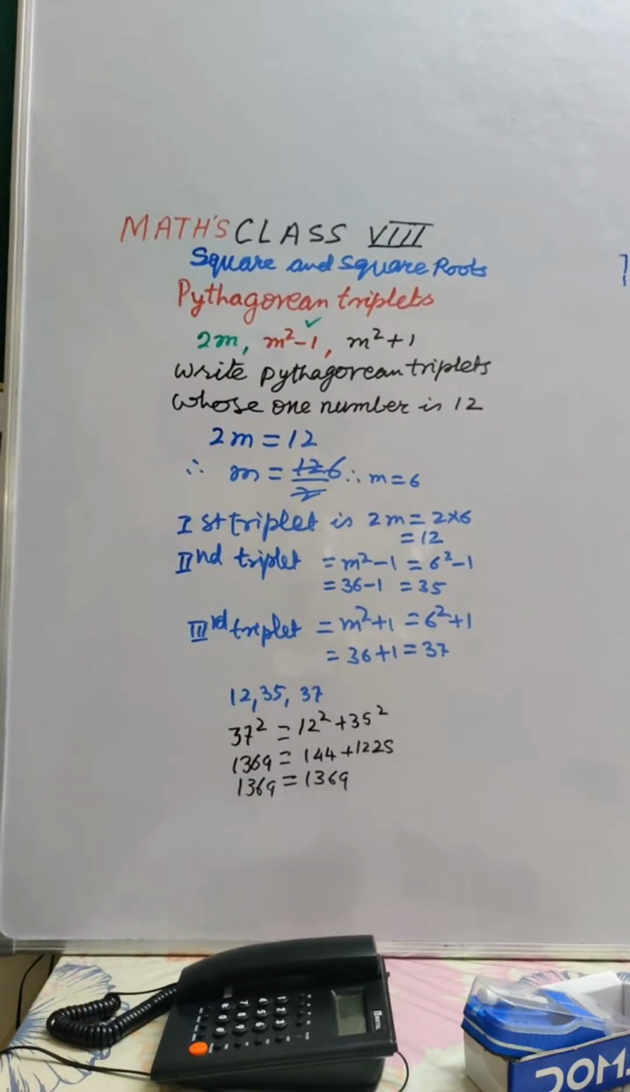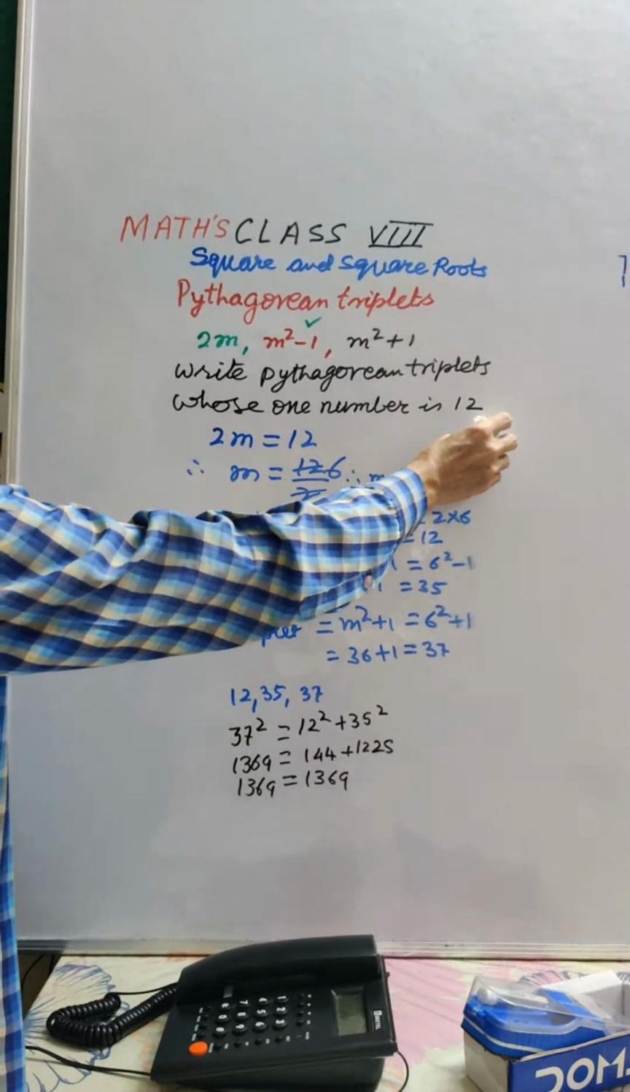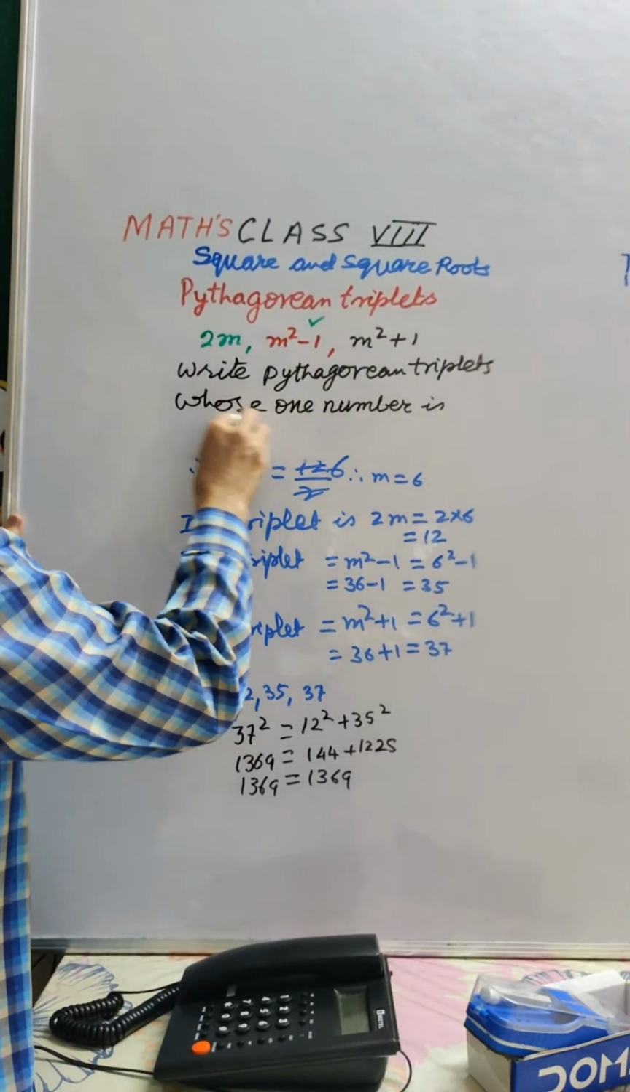We have to write Pythagorean triplets whose one member is 6. So again we shall follow the same procedure. Only in place of this we shall write 6. Let us see how to find it.